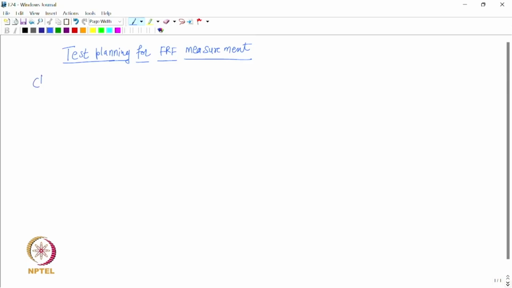Choice of boundary conditions for modal testing.